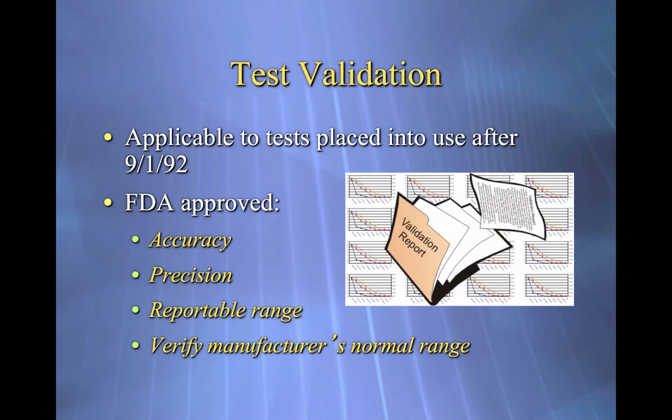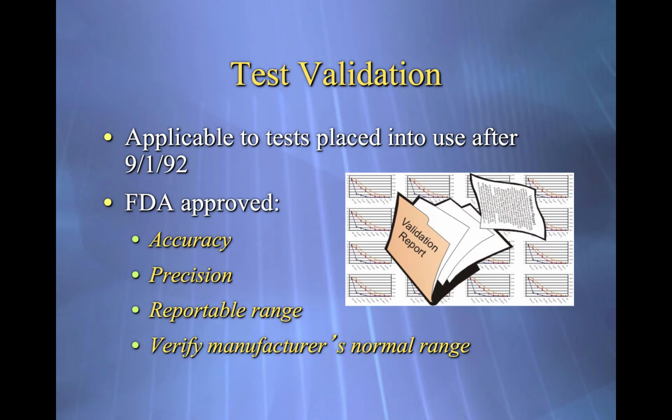Test validation. Okay, CLIA says that every test placed into service after 9/1/92 must be validated by the lab. So the FDA, if it's an FDA-approved test, the vendor has already gone through and done a huge amount of work to show that the test is accurate and precise and does everything well. But the laboratory must show that they can do the test just as well in their hands. And so for an FDA-approved test, you're going to look at accuracy, test precision, the reportable range, and at least verifying the manufacturer's normal range.